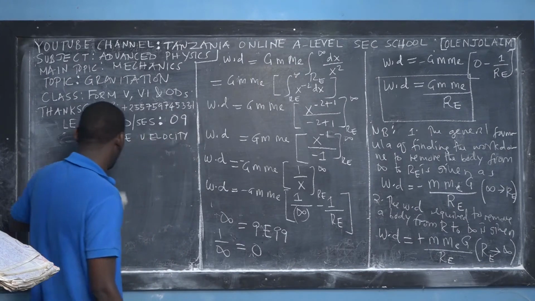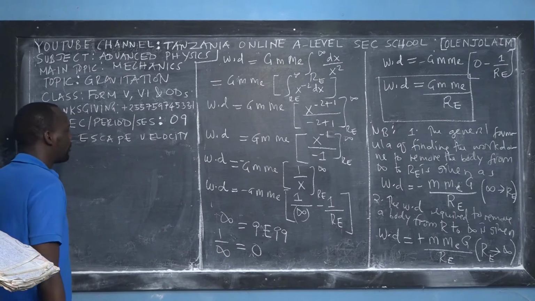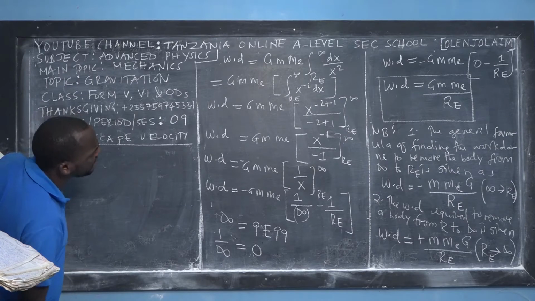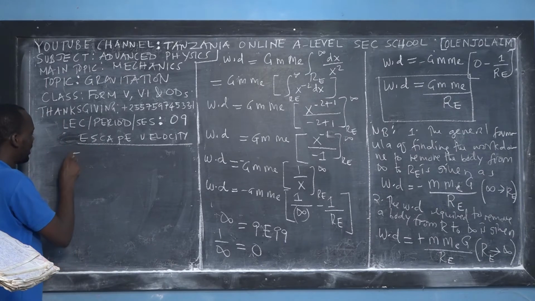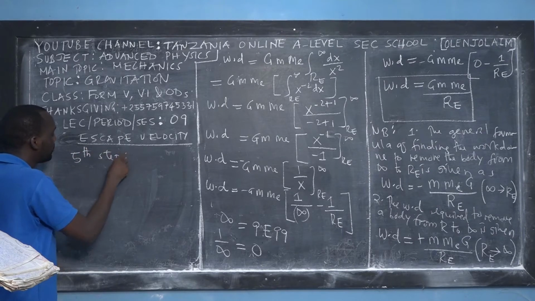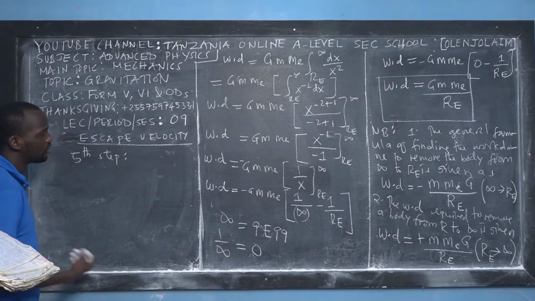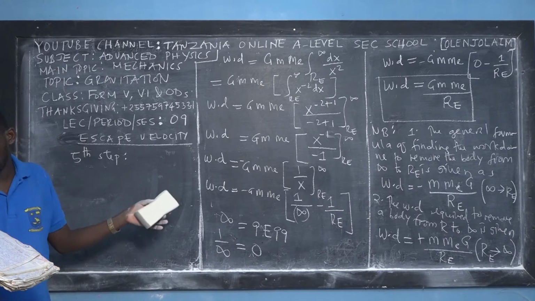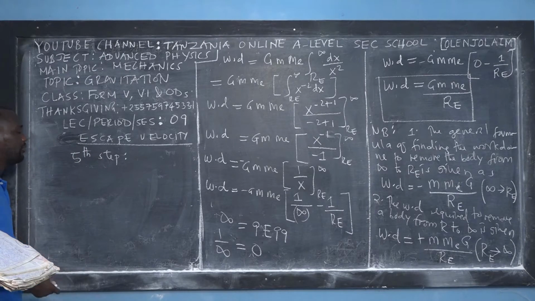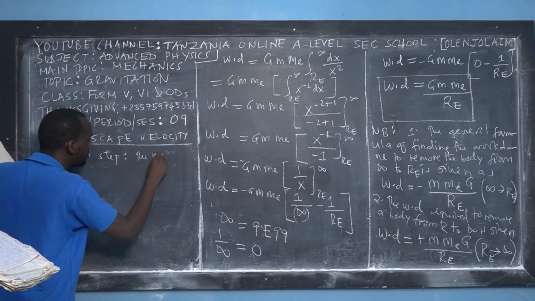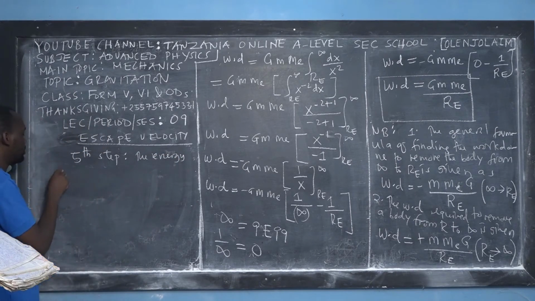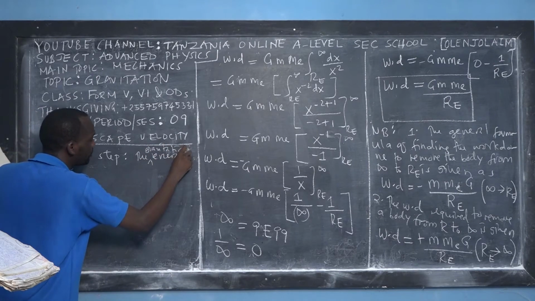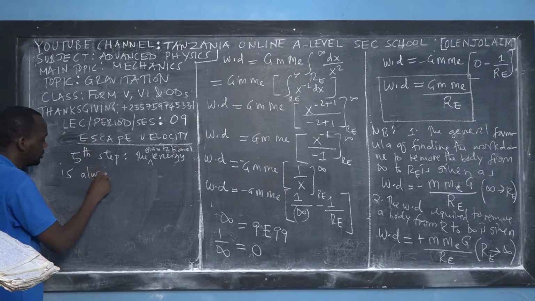So let us continue with our business of deriving the general formula that will help us to determine the escape velocity of a body. So we have been at the 3rd step or 4th step, something like that. I don't remember which step, but let me call it the 5th step. So the 5th step, we say that because of our intentions, we are looking for the escape velocity. So at the 5th step, we say that the gravitational energy is always conserved.